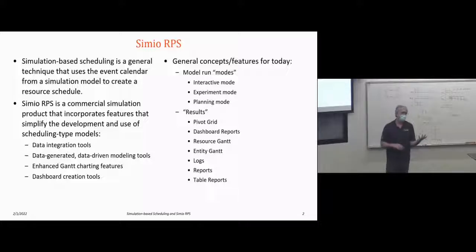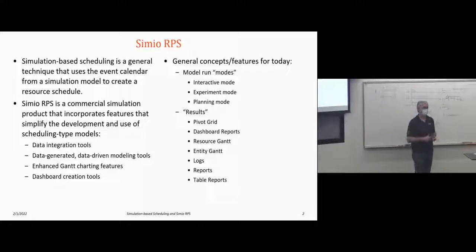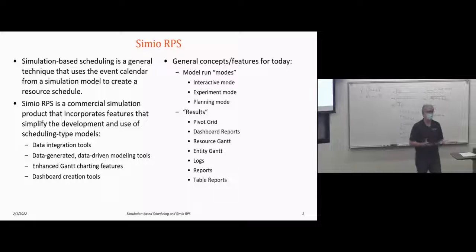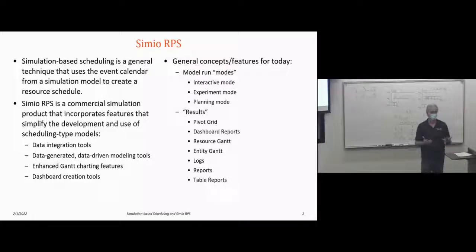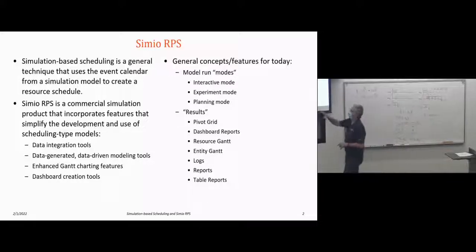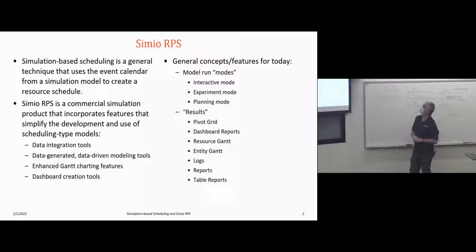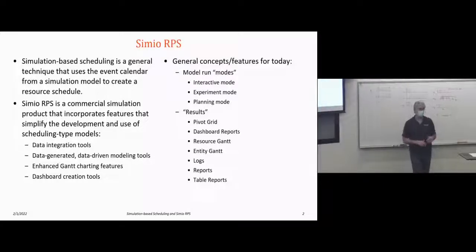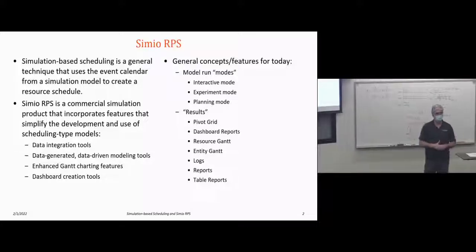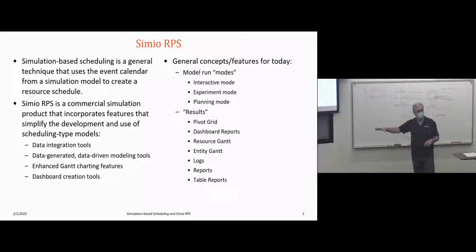Or you're taking an event calendar and looking at some generic performance metrics like makespan or number of late jobs. Simio-RPS provides tools to do that. What I want to end on today is some general features. I've already demonstrated a little bit in video module 2, and we do a lot more in video module 3, so I want to spend our last 15 or so minutes talking about some of the details.